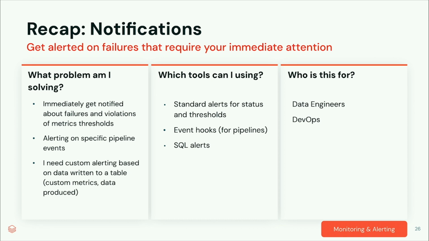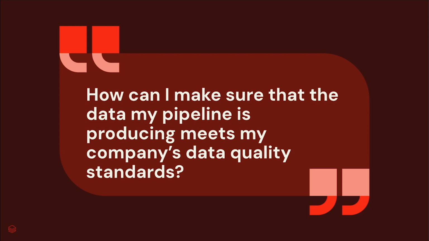And finally, we also support very custom use cases for alerting using SQL for the scenarios where you either have your own tables that you write custom metrics to, or you want to perform some data quality checks. So this is actually a nice segue into data quality. How can I make sure that the data my pipeline is producing meets my company's data quality standards?